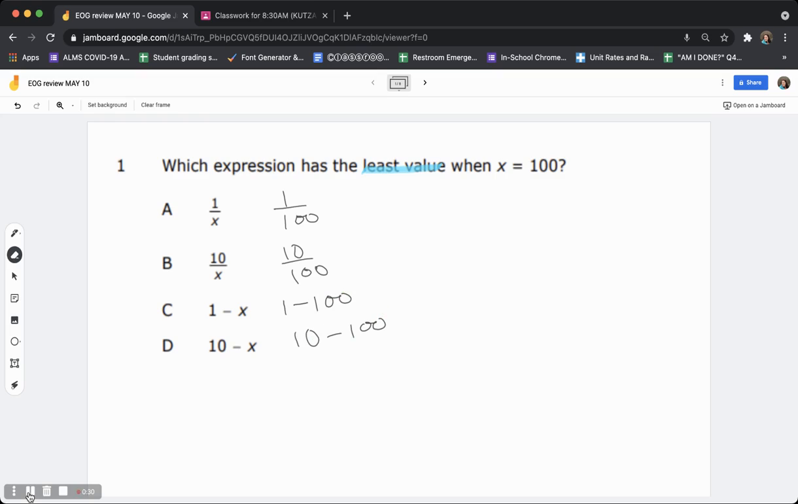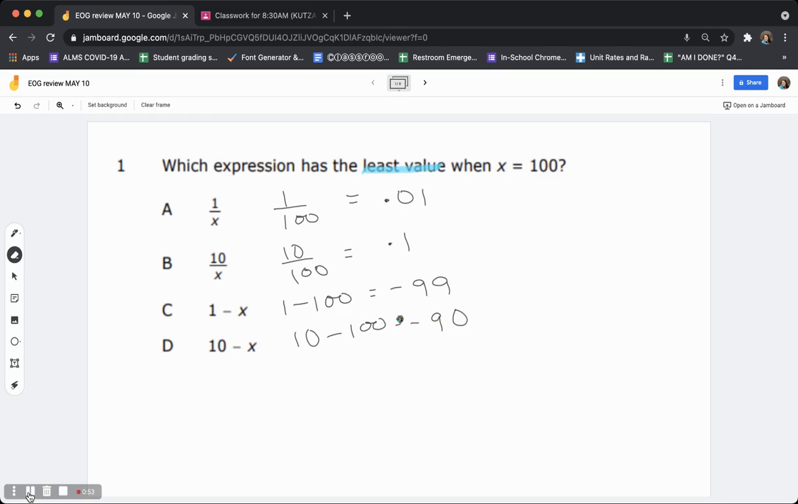Now, you can change your fractions to decimals, or you can choose to leave them as fractions, either way. So if I change 1 over 100 to a decimal, that is 0.01. 10 out of 100 would be 1/10, so that is 0.1. 1 minus 100 is negative 99, and 10 minus 100 would be negative 90.